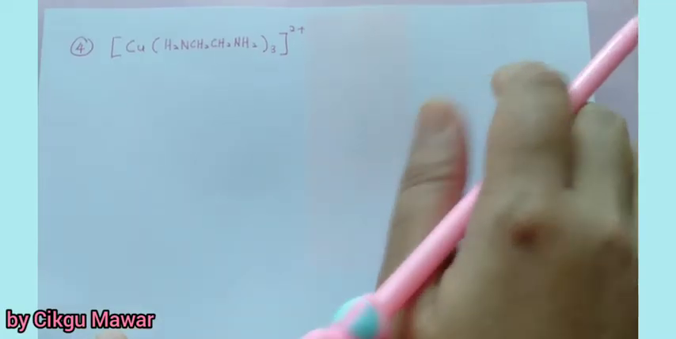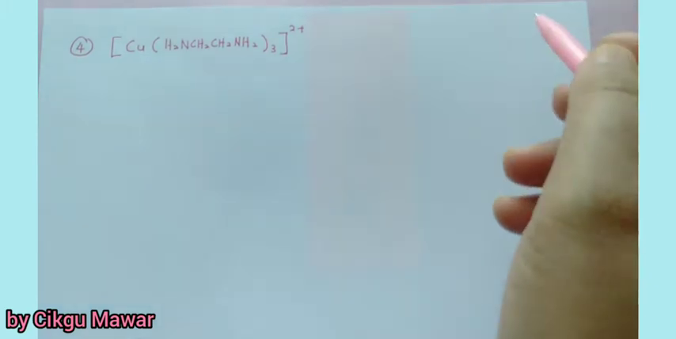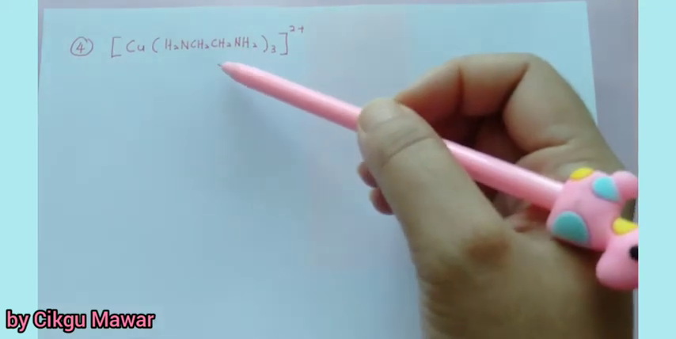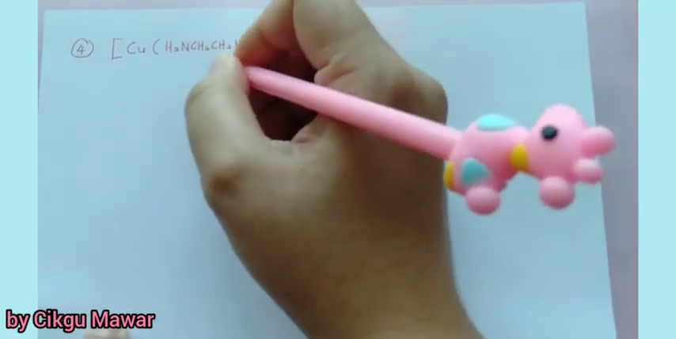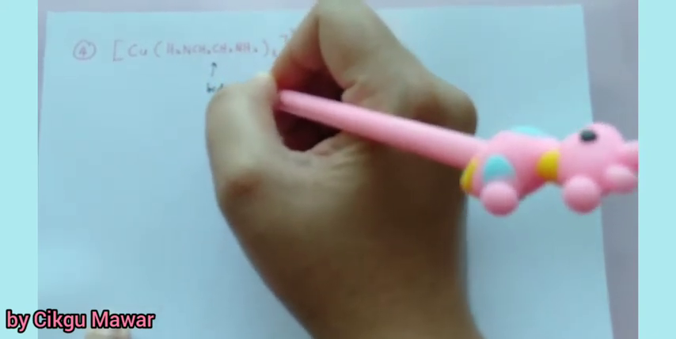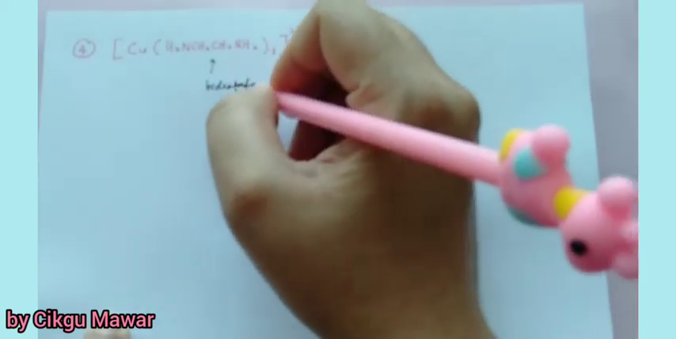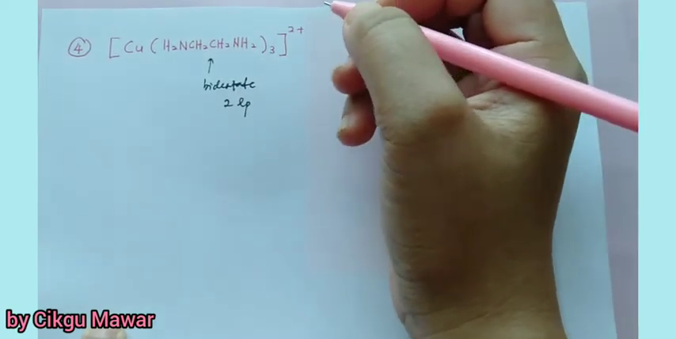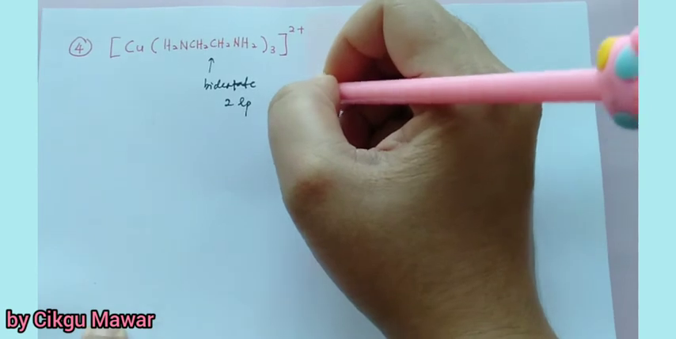Now we have the fourth complex. Complex ion, which is a cation complex. If you can see, the ligand involved here is a bidentate ligand. It involves the bidentate ligand, which will donate 2 lone pairs. So basically it will form like this.